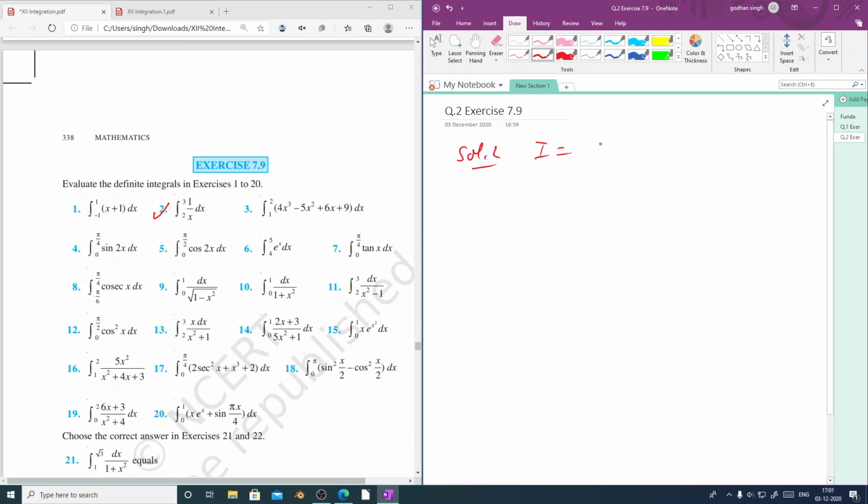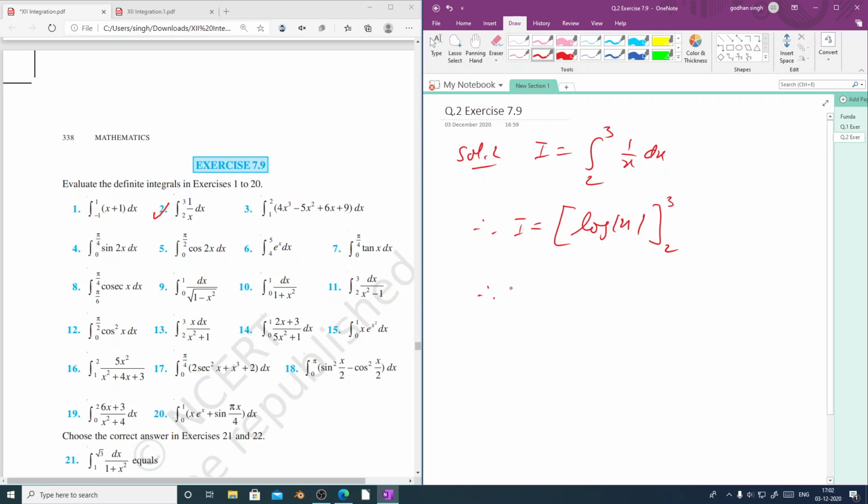I equal to integration of 1 by x dx from 2 to 3. 2 is the lower limit and 3 is the upper limit. So we already know the integration of 1 by x. Therefore, we can write I equal to log mod of x. And what is the lower limit? It is 2, that I will always write at the bottom, and 3 at the top.